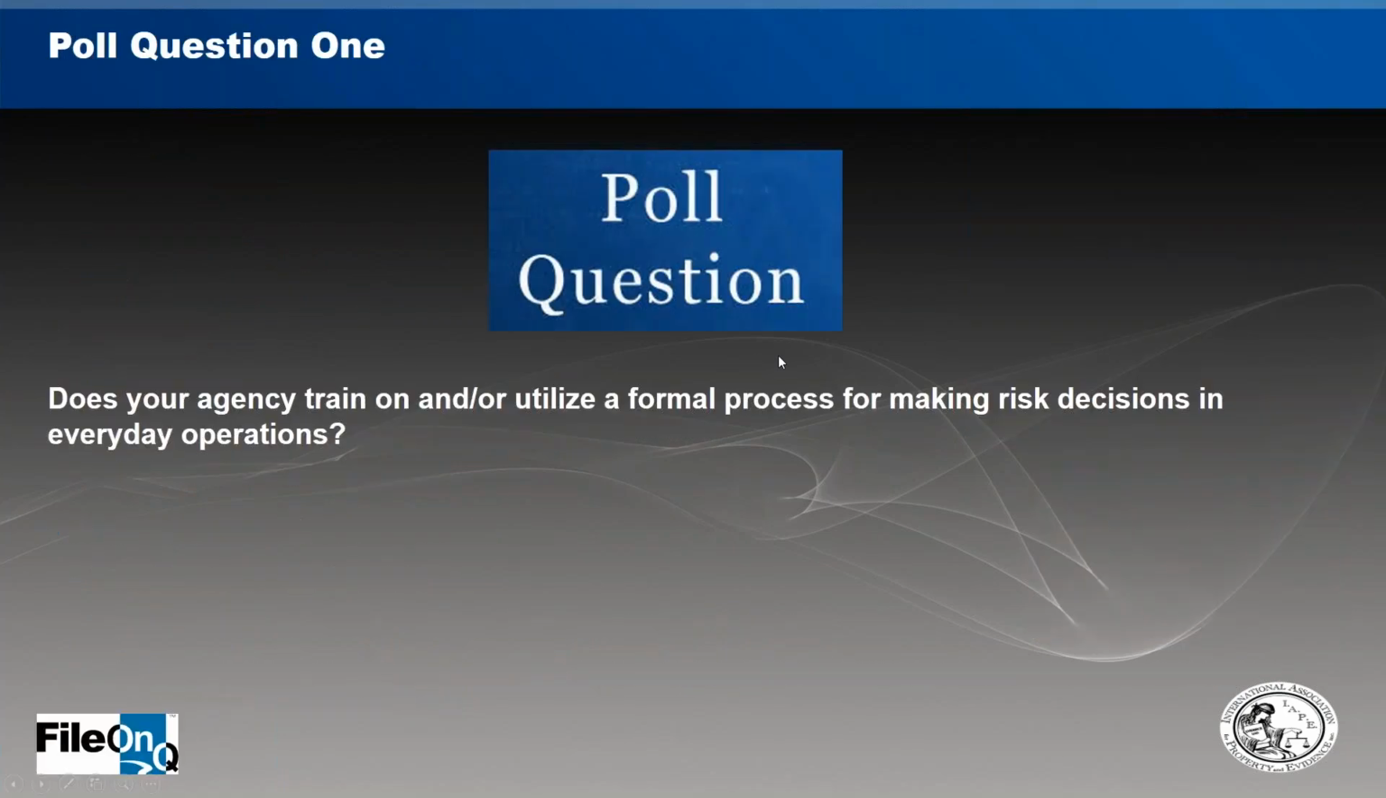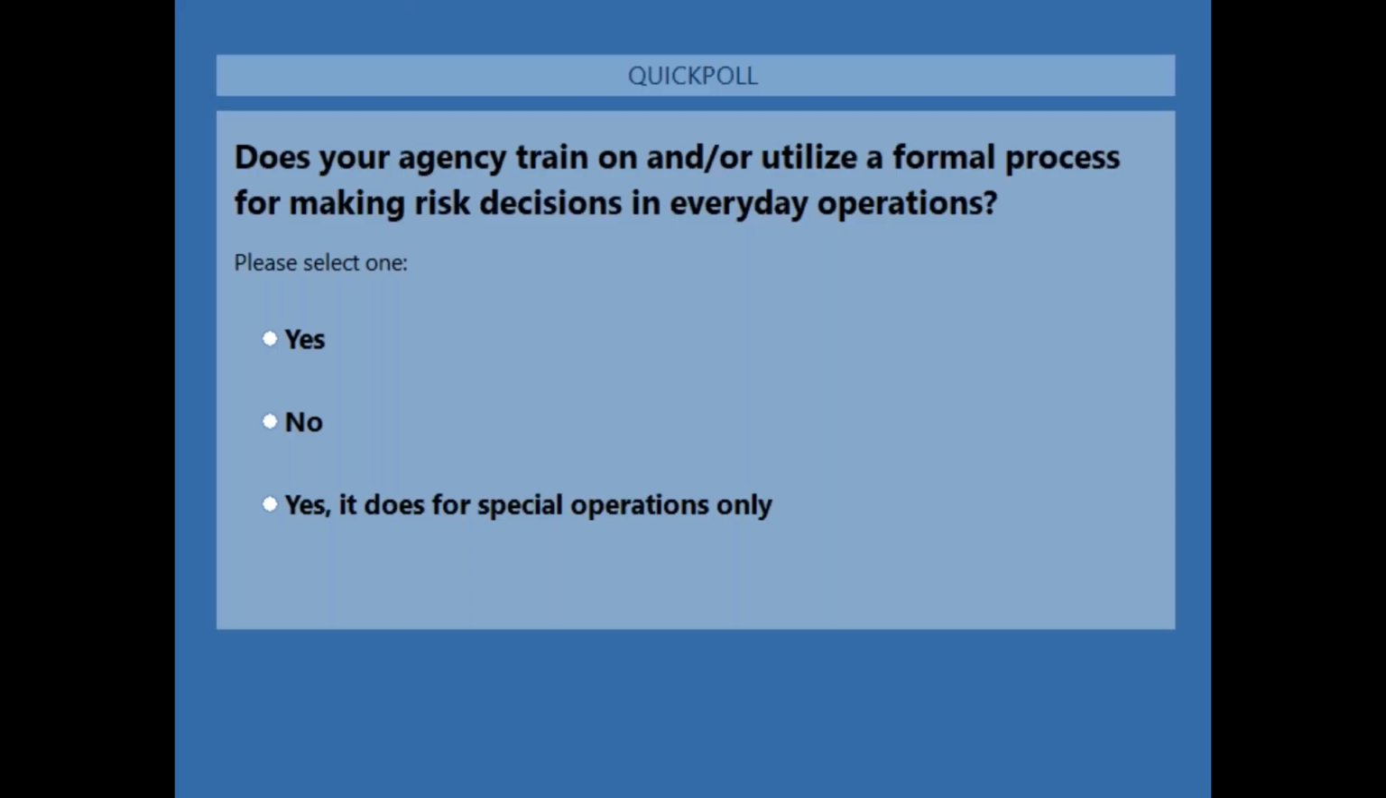Okay. And you can take that part. All right, great. I will do that. I'm going to launch a poll for everyone that's here. And through the GoToWebinar interface, you can actually interact with that poll. So I'm going to bring that up for everyone on the screen. And the question is, does your agency train on or utilize a formal process for making risk decisions in everyday operations? So give your best answers here, and then I'll share those results with everyone when it's done.